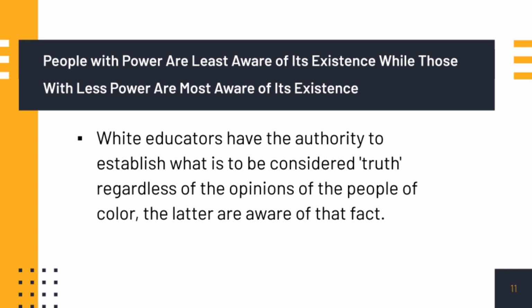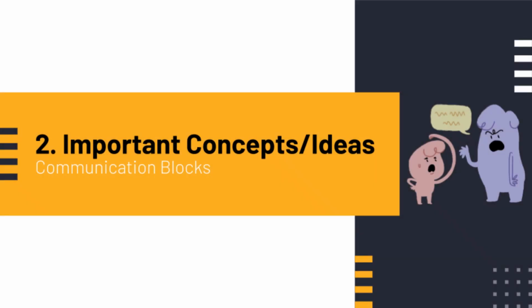Number 5. People with power are least aware of its existence, while those with less power are most aware of its existence. White educators have the authority to establish what is to be considered truth, regardless of the opinions of the people of color. The latter are aware of this fact. Continuing important concepts, we have communication blocks.